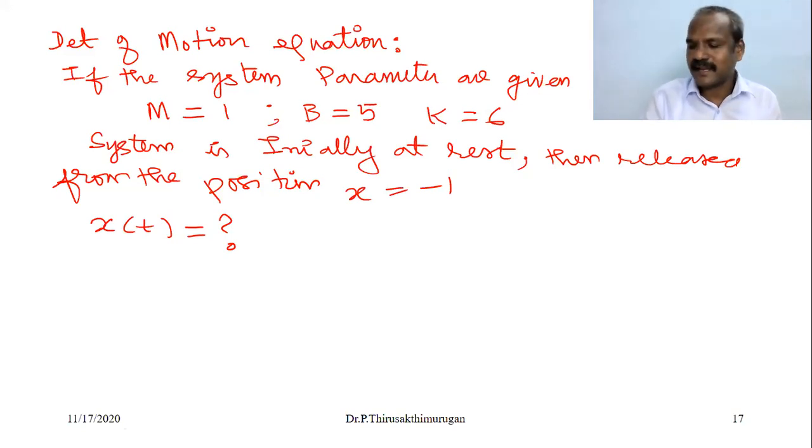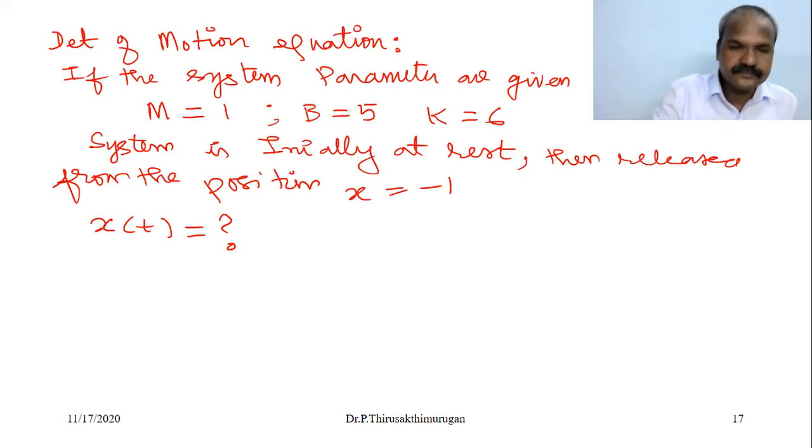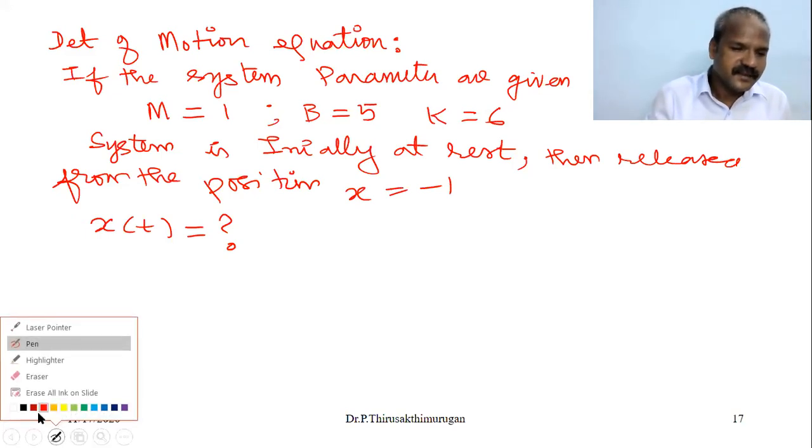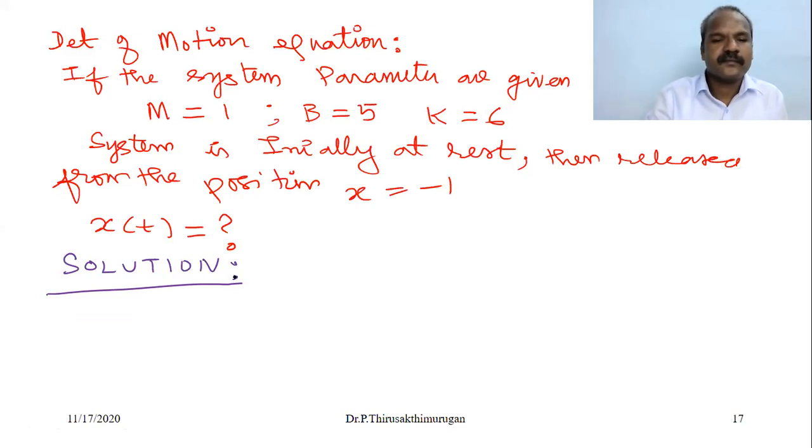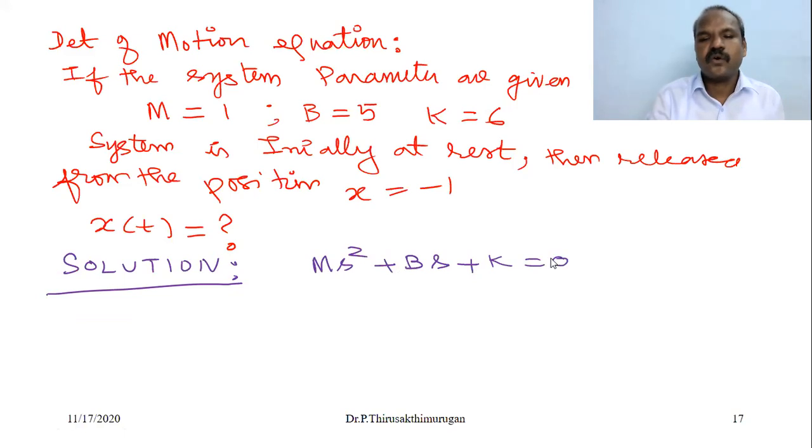What is S1 and S2? For the given parameters, what is the characteristic equation? My dear students, don't sleep. Solution. What is the characteristic equation? M s square plus b s plus k equal to 0.